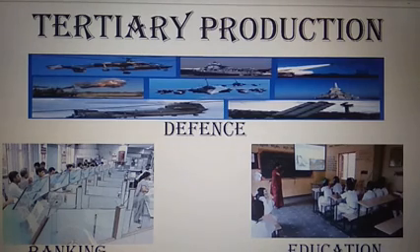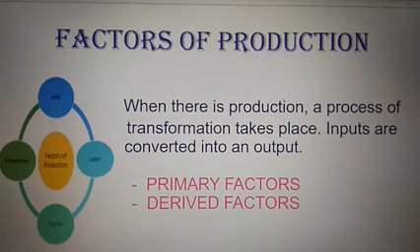Next one, factors of production. When there is production, a process of transformation takes place. Inputs are converted into an output. The inputs are classified and referred to as land, labor, and capital collectively. The inputs are called factors of production.